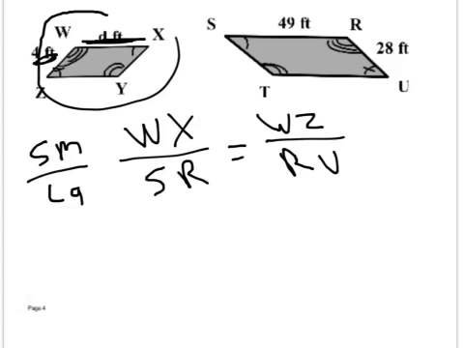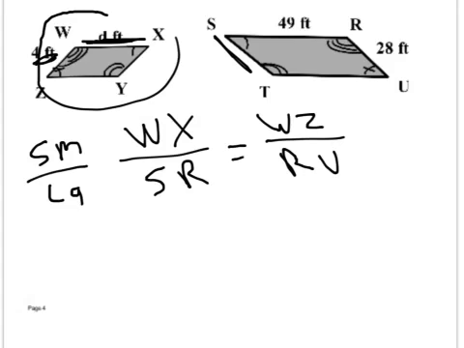Most people would want to go ST because they're on the same side, on the left of the figure. But does that make them proportional? No. They don't give us ST, so that is part of why you wouldn't want to pick it anyway. But RU is proportional to WZ because of the angles. Angle R is congruent to angle W and angle Z is congruent to angle U, so that means they have to be the same side.